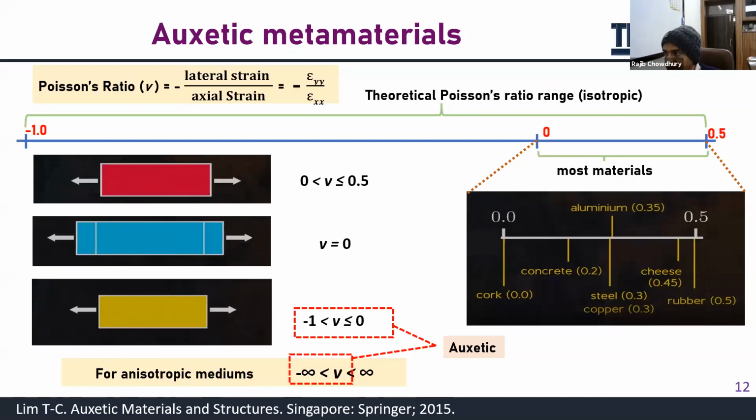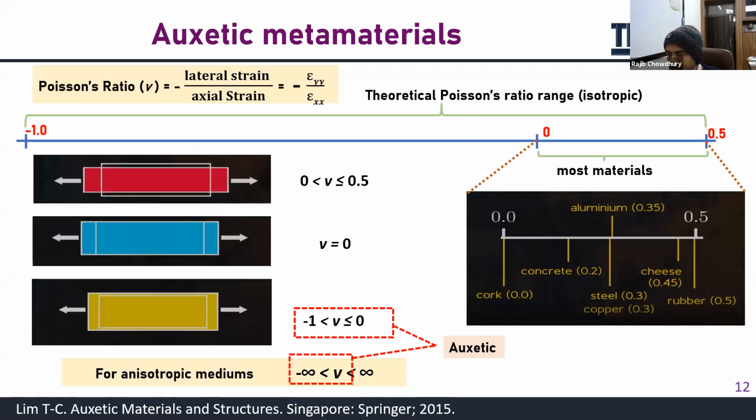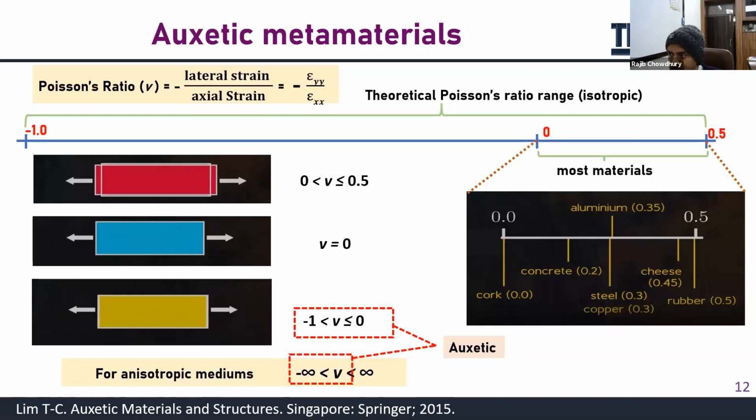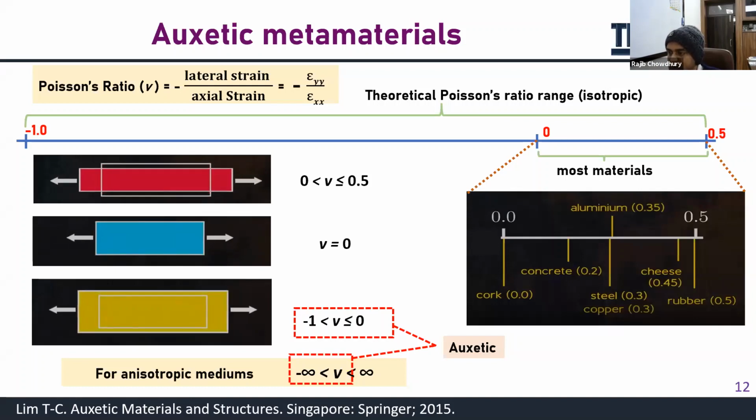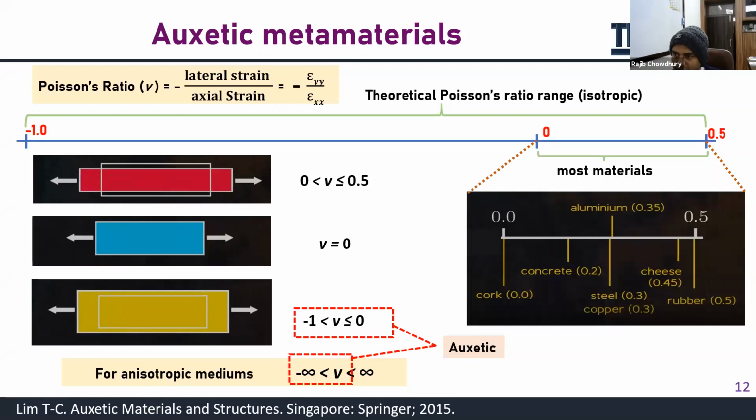Okay, and which is not allowing the atomic bond alignment to change when it is deformed. So a material possessing a negative Poisson's ratio, when it is stretched in one direction, will also expand in the other direction, or when compressed in one direction, will again get narrower in the other direction. And that is why people have made the terminology that they are called auxetic, A-U-X-E-T-I-C, auxetic materials.